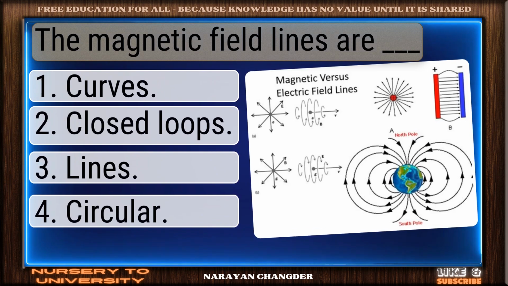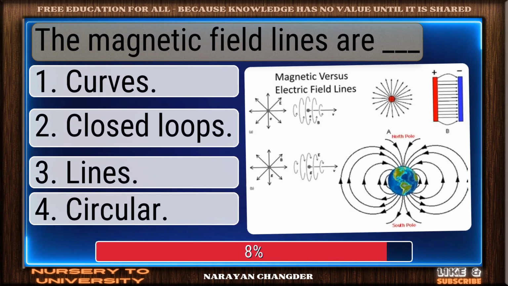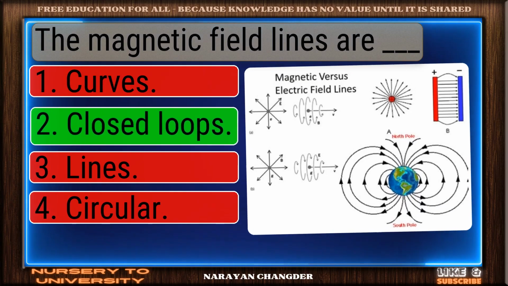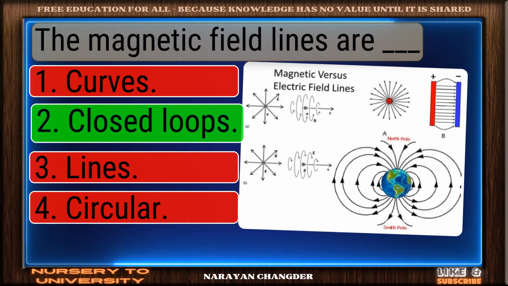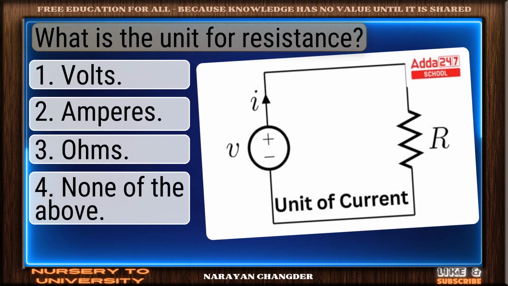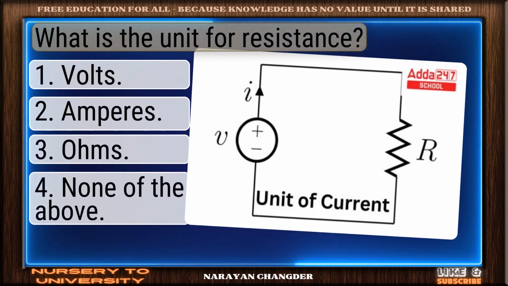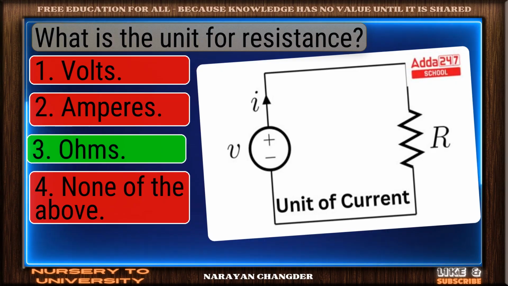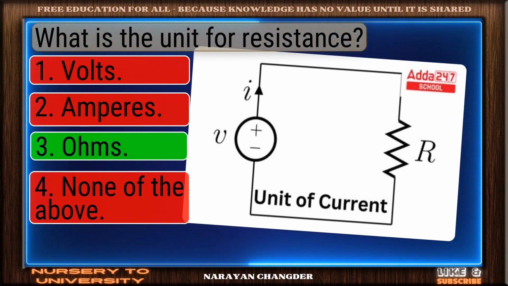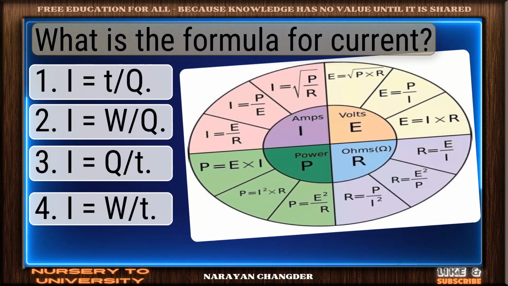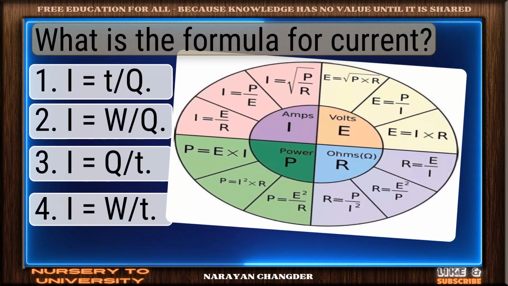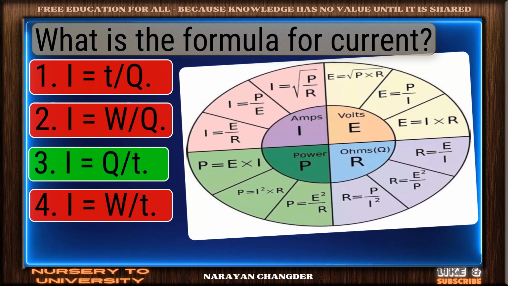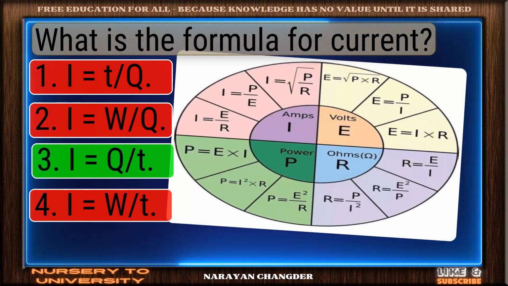Question number 213. The magnetic field lines are dash. Well reasoned. Closed loops is the correct choice. Question number 214. What is the unit for resistance? Correct response. Ohms is the most accurate answer. Question number 215. What is the formula for current? Exactly. I equal to Q/T, it makes sense and it is right choice.